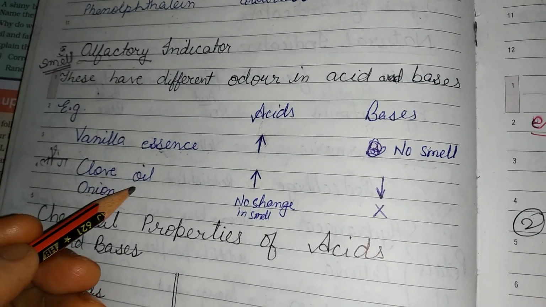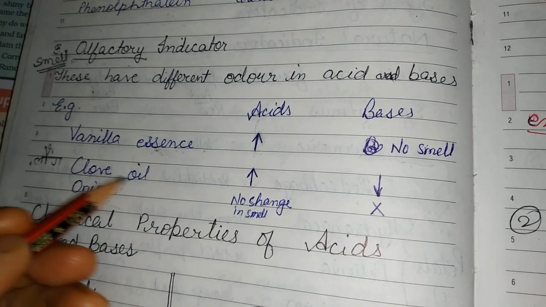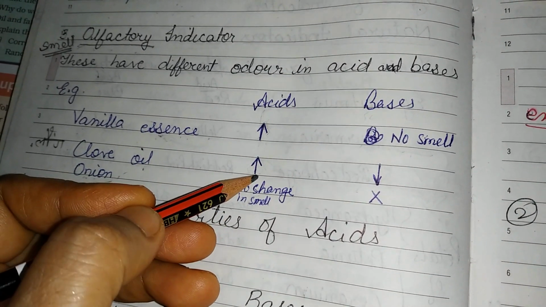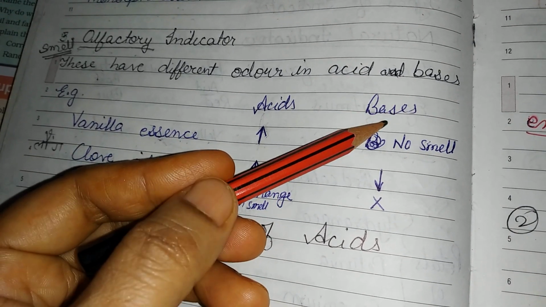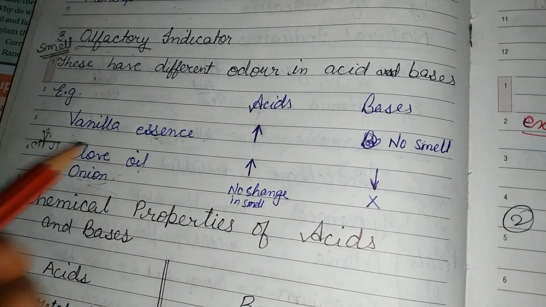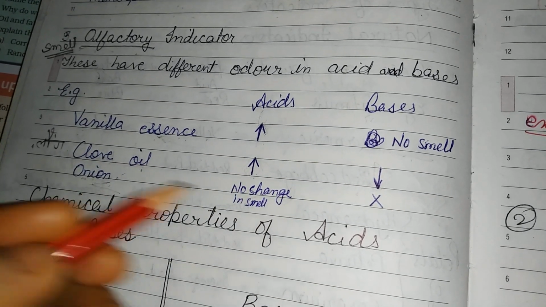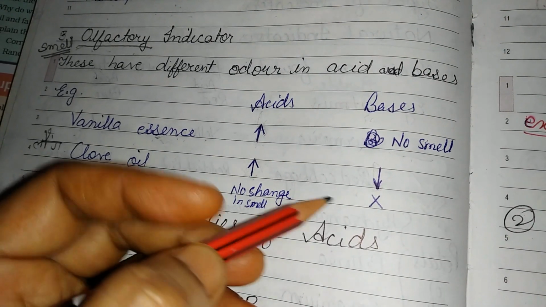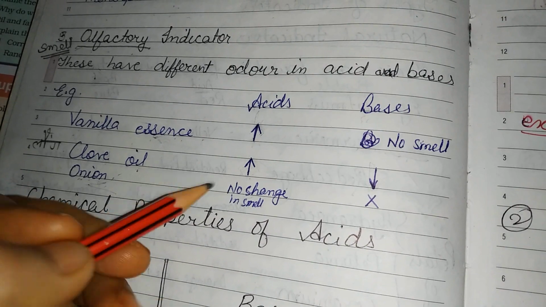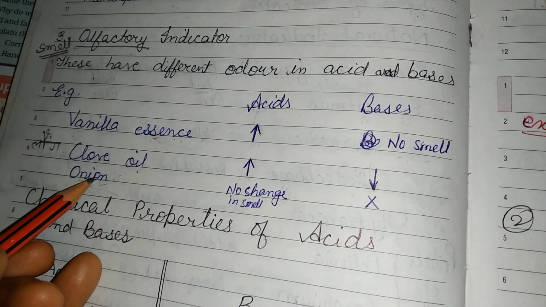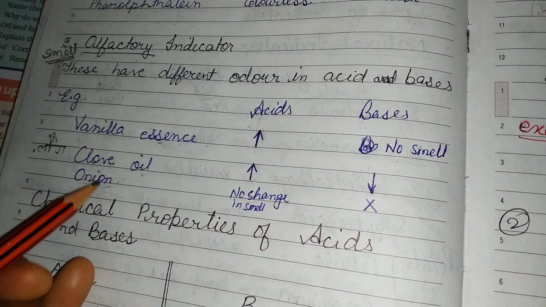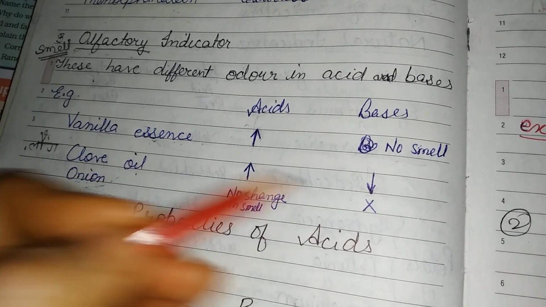If you talk about clove oil, when we add acid, again it gives a strong smell, and if we add base to it, the smell becomes feeble, the smell becomes even less. Onion gives no smell with acid, as it is. Meaning onion gives the same smell as it has with acid, there is no change in it, but it gives no smell with the base.